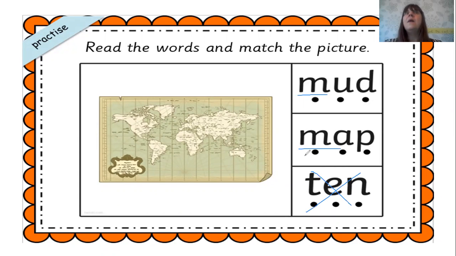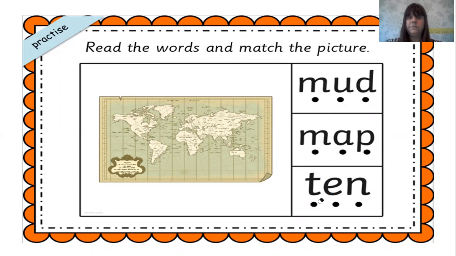Map, map. Excellent. So if you've chosen map, you can circle the word map or you can draw a line. It's entirely up to you what you do. So we'll go on to the next one and see if you can do it by yourself.